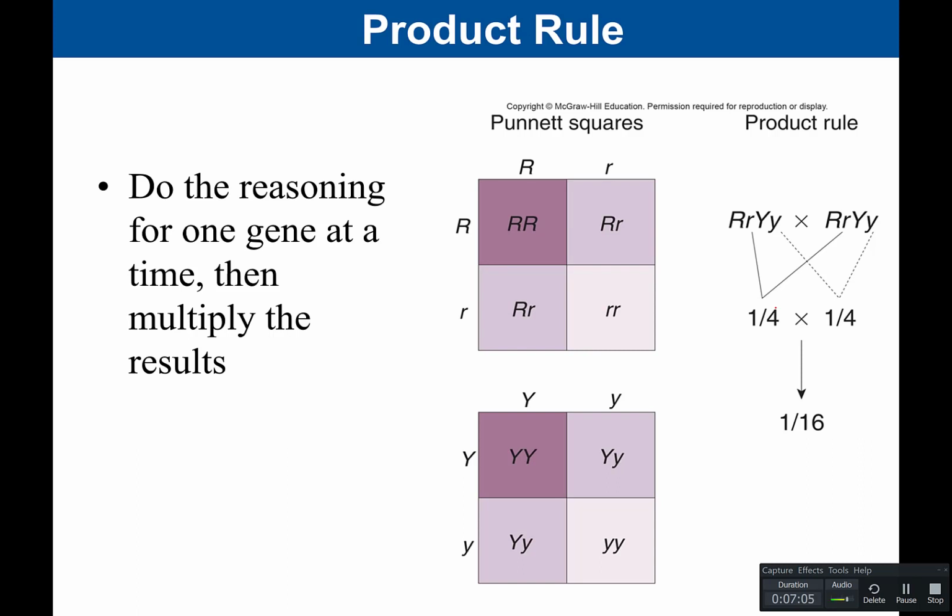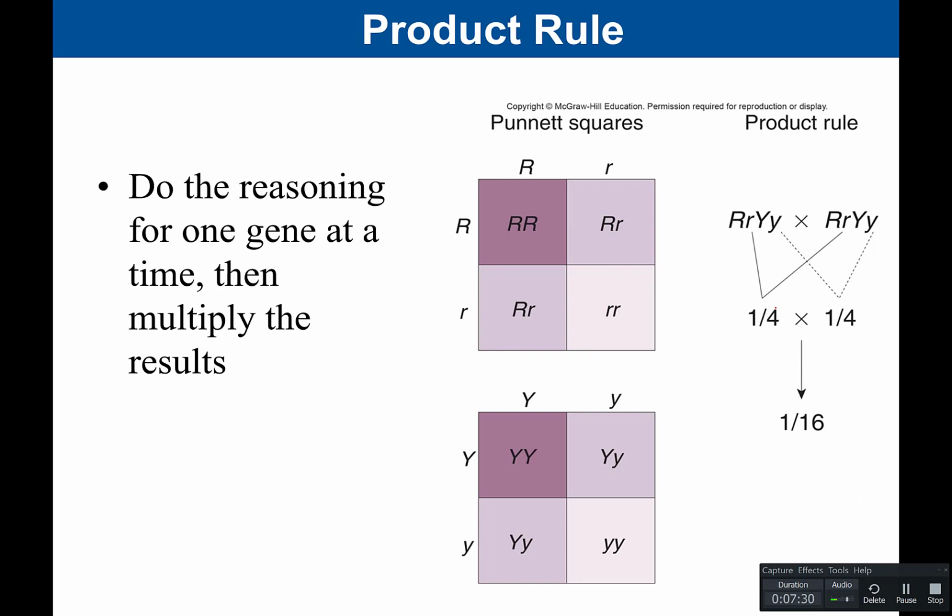And you also saw that in the big Punnett square. You saw the exact same probability. So the product rule is just a shorthand way to solve genetic problems without making that large Punnett square. This for me is easier. If you like the method using the big Punnett square, that is fine. I'll go over both when we go through an example problem.